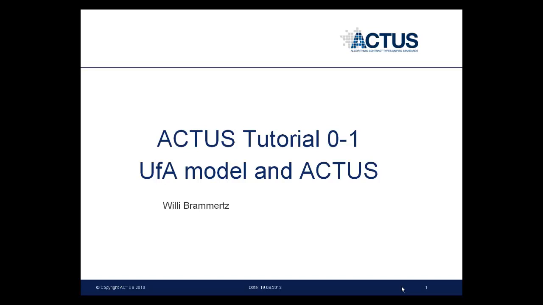ACTUS stands for Algorithmic Contract Types Unified Standards. Or in other words, it is an algorithmic and standardized representation of financial contracts for the analytical use case.